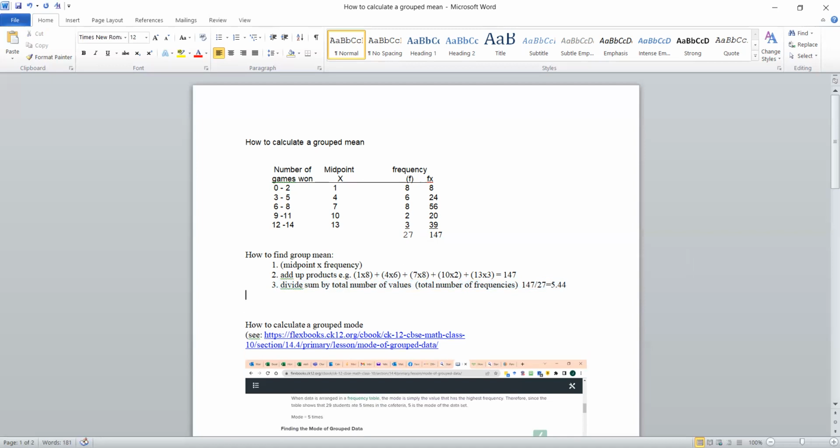So the grouped mean is 5.44. Okay, you see that? Simple.